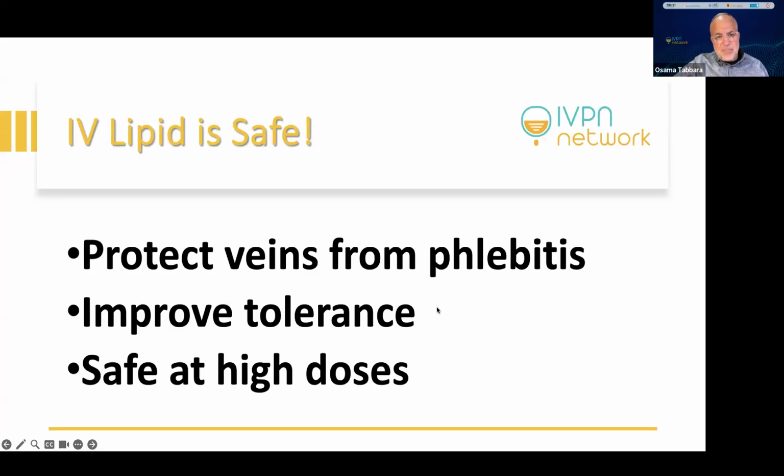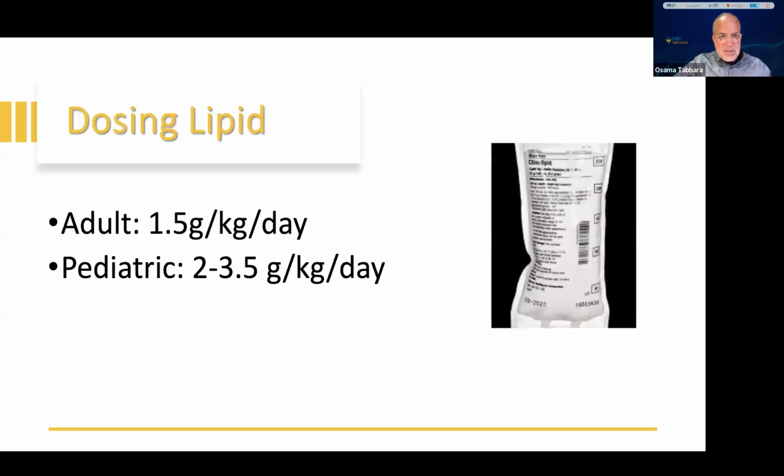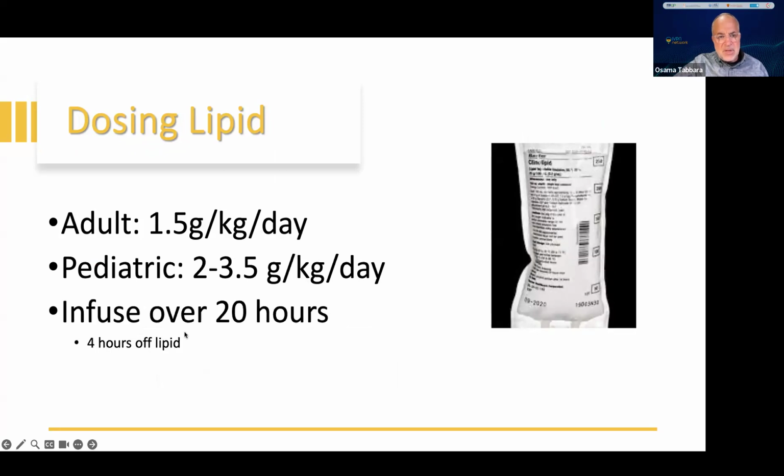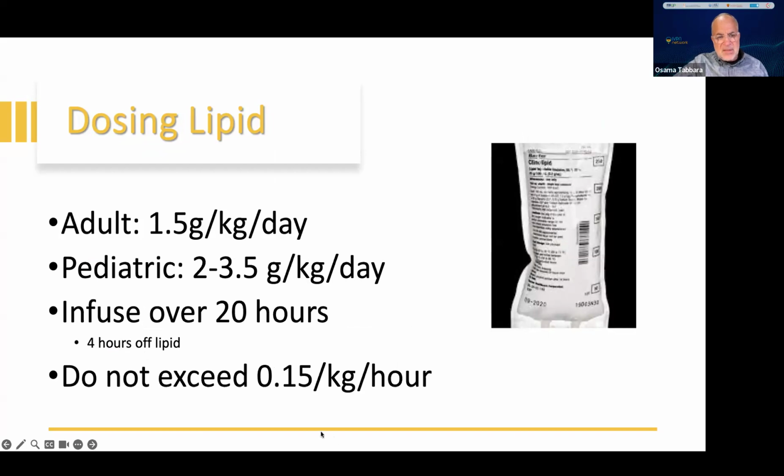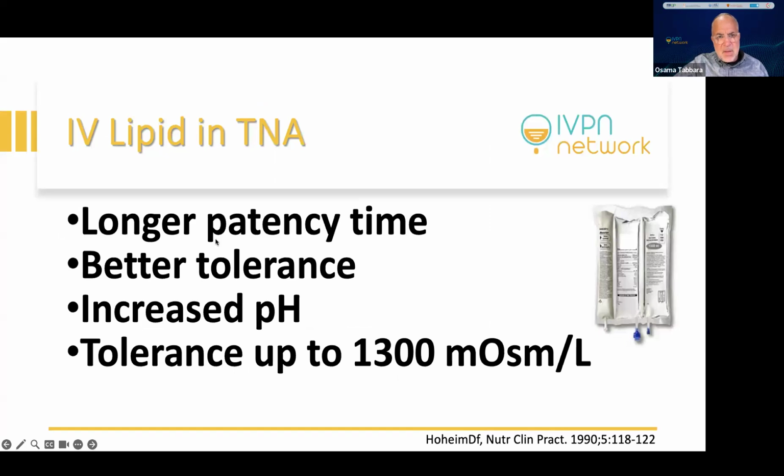The IV lipid, as I said, protects the vein from phlebitis, improves tolerance, and it is safe at high doses. The dose, we give 1.5 gram per kilo. Sometimes we give up to 2 gram per kilogram per day. We infuse as long as possible, over 20 hours. We allow 4 hours lipid off before taking a blood sample. And in general, we don't exceed 0.15 gram per kilogram per hour.